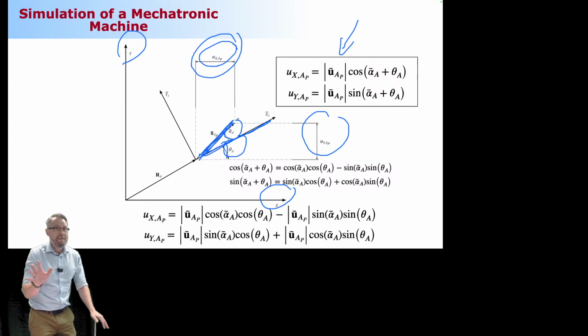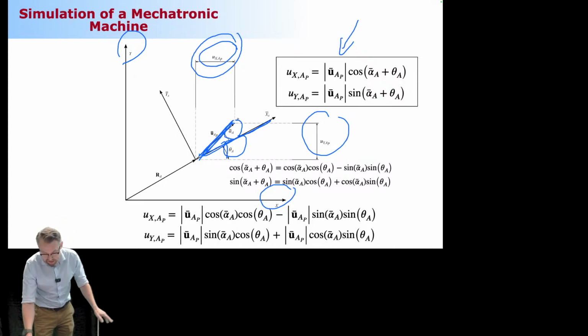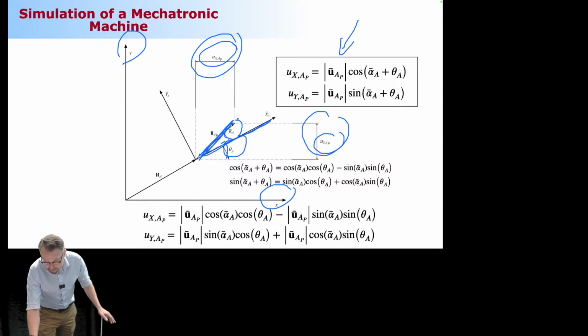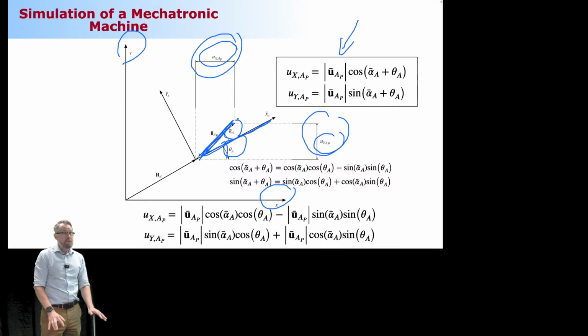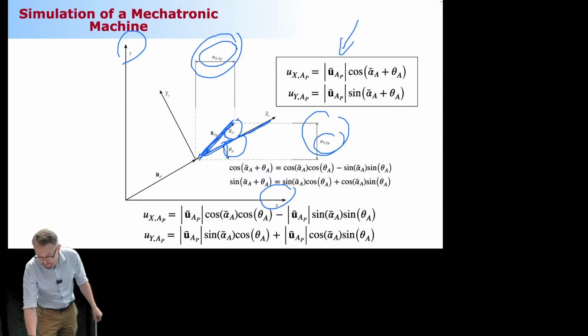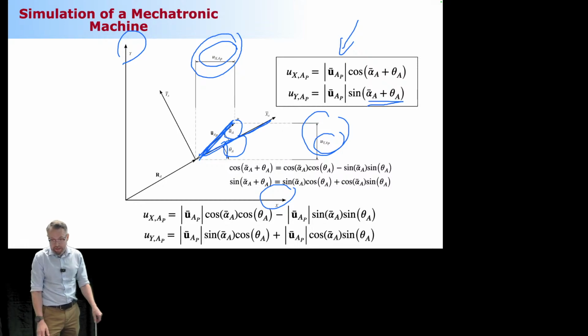Easy, easy, not difficult. This is easy. What about the y? Same story, except of course it's not going to be cosine, but sine. But again, the alpha plus theta, that's how we're going to make things happen. This is only the hard lifting.